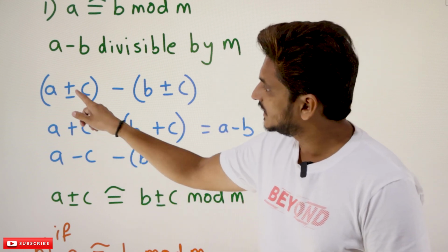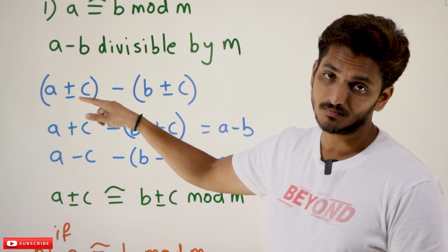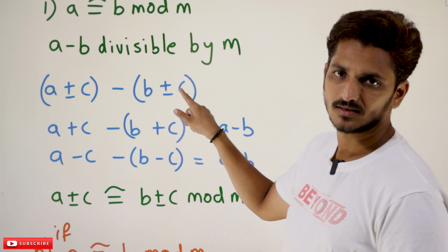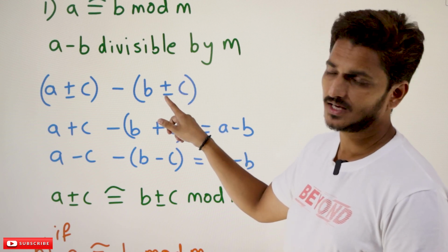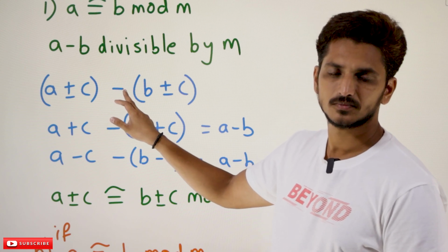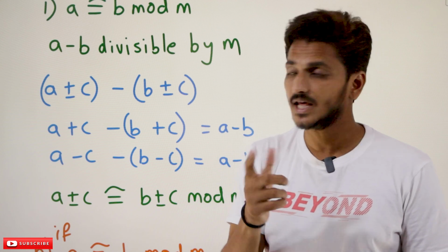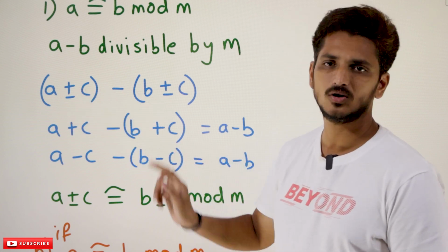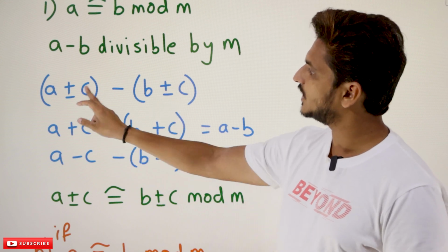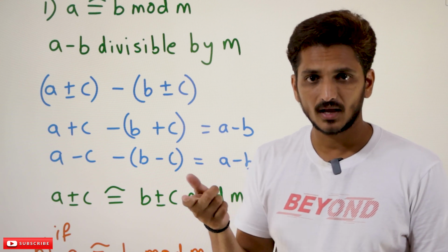Now A plus or minus C, adding or subtracting a C, and B plus or minus C, adding or subtracting a C, we subtract these two values. That is what we need to do. If it is divisible by M, then we can say that these two are congruent. We need to show that this value is divisible by M.